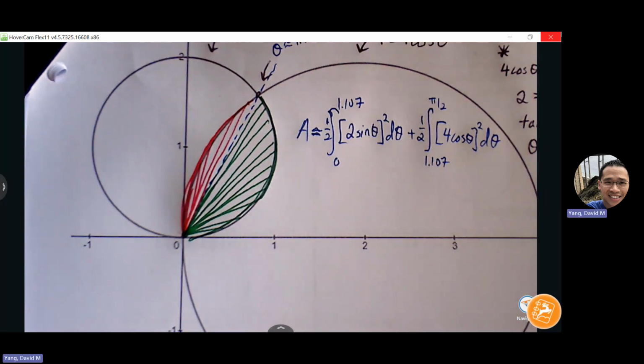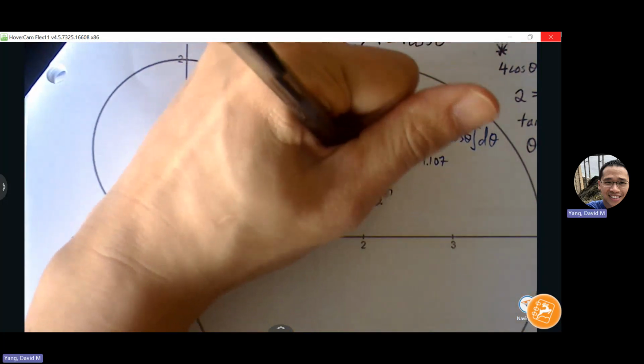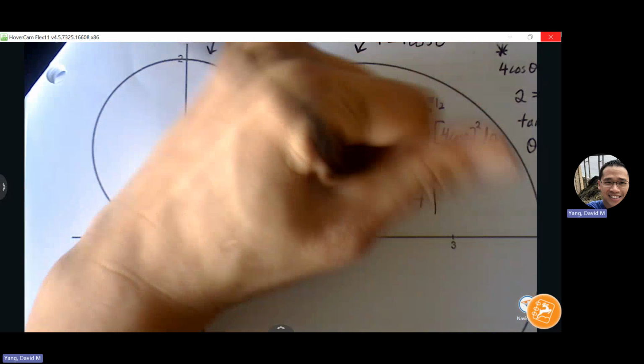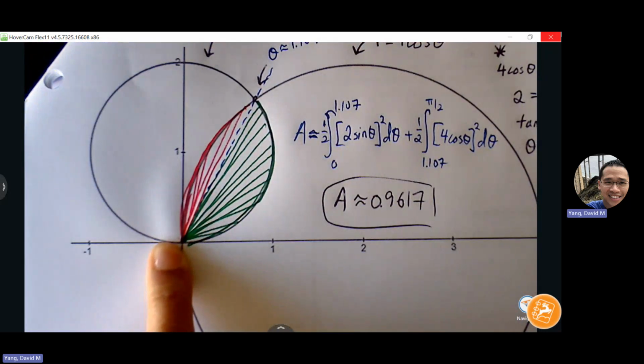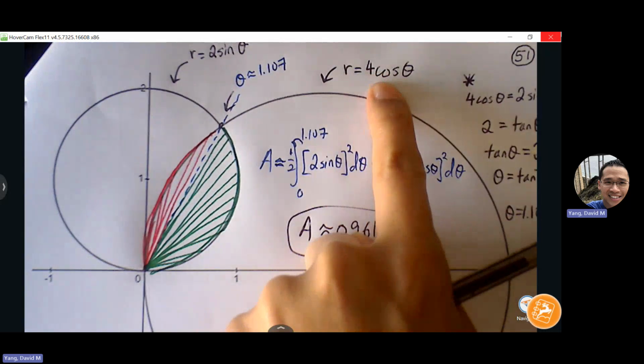Okay, so we plug this in the calculator and we should get 0.9617. That's the angle. So for the bound of the second integral, we just assumed it's pi over 2, right? Because we have a coordinate system. Well, because I know that we're talking about the 4 cosine theta, right?